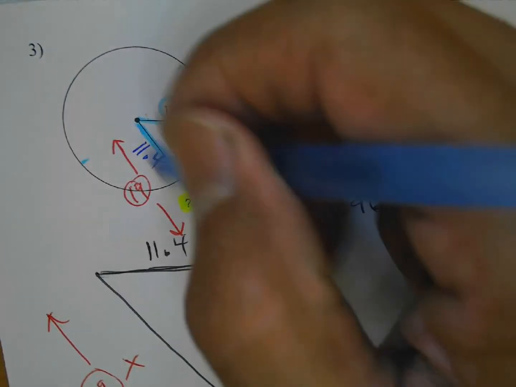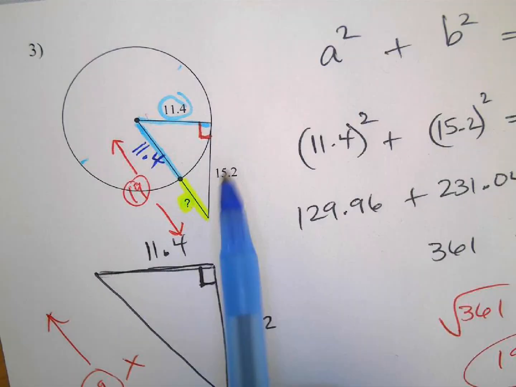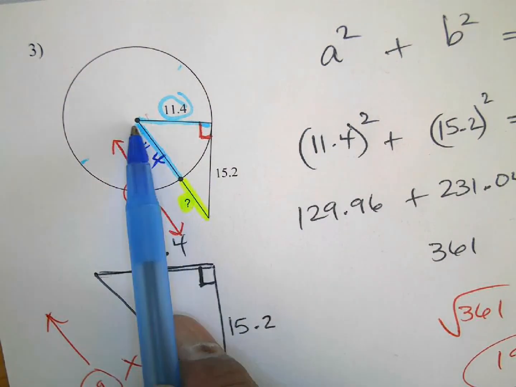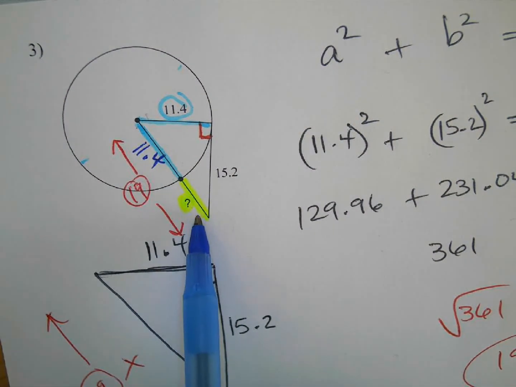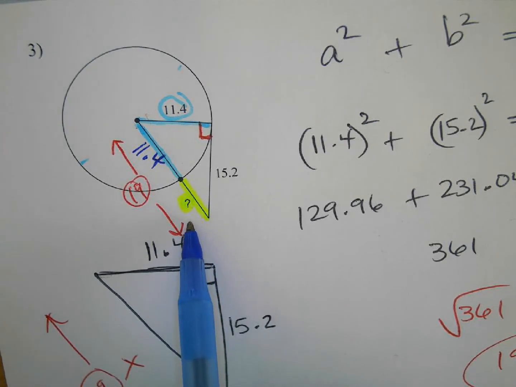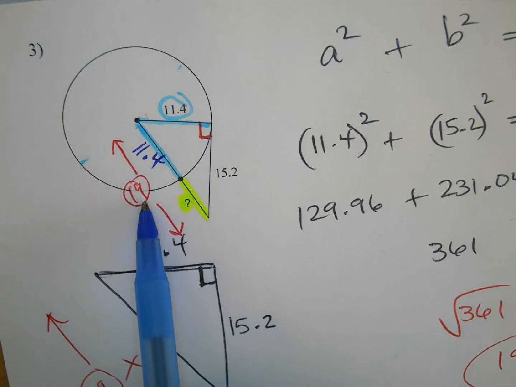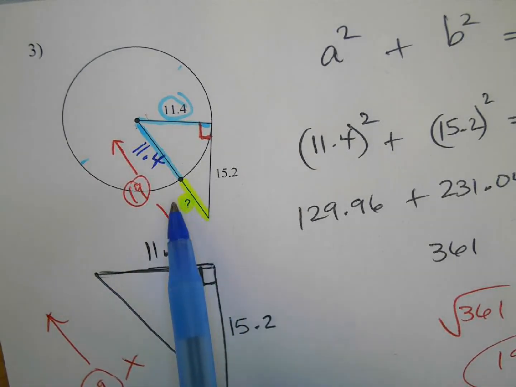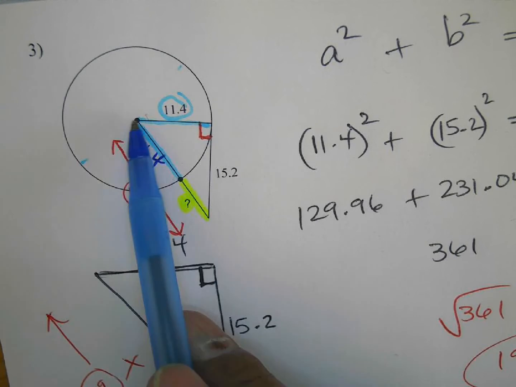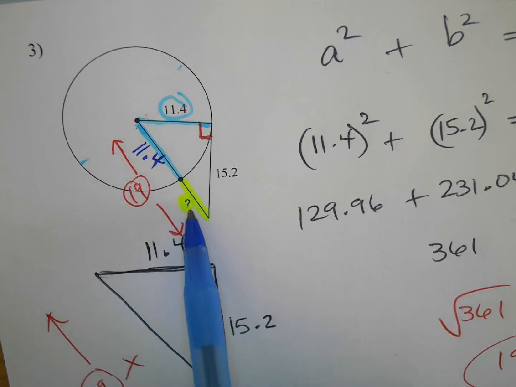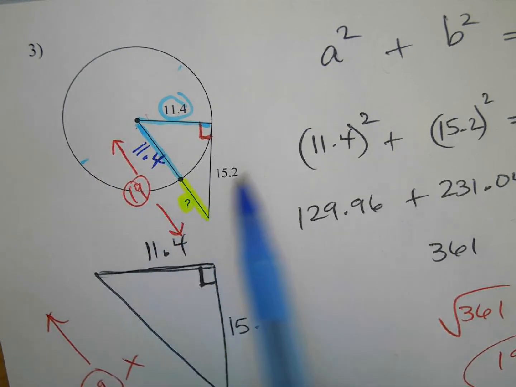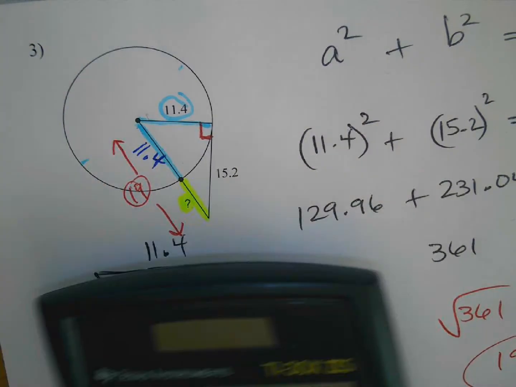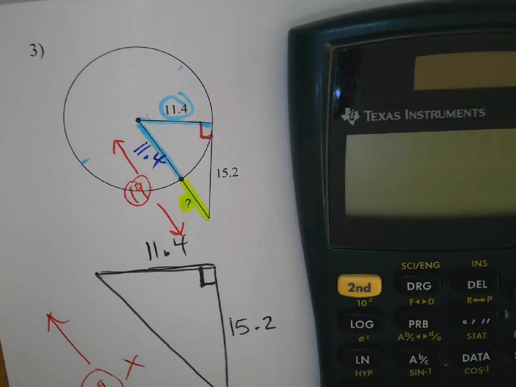So if the whole thing is 19, and from here to here is 11.4, how do you find this one? Well, you can do the segment addition postulate, right? This plus what equals this? Or you already know that 19, and if I subtract 11.4, will tell me the rest, this little piece that's left over. So that's how you find that leftover piece.